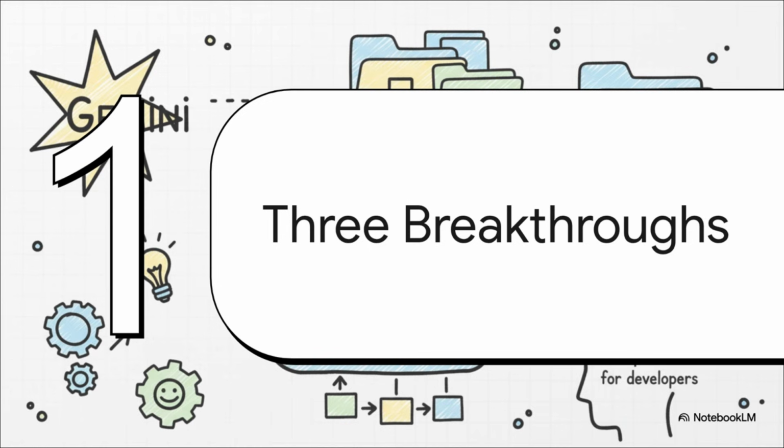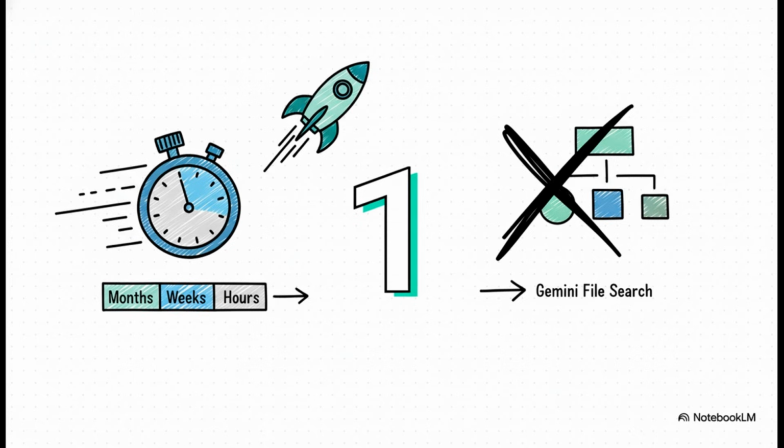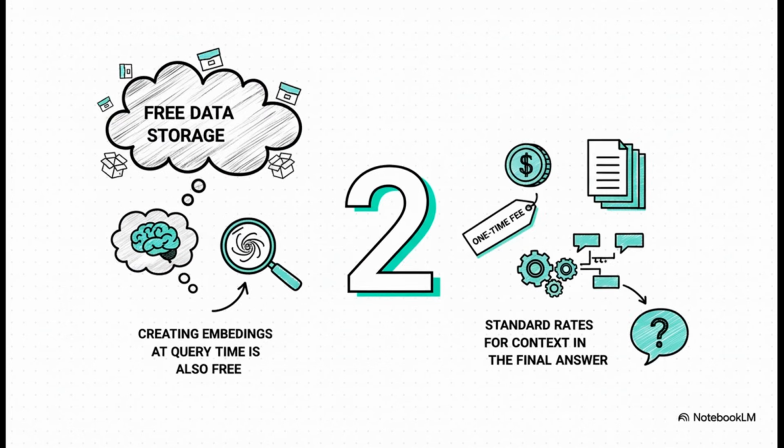Let's look at the three biggest breakthroughs this new approach really enables. Okay, number one is a no-brainer, speed. Your development time just gets slashed. What used to be a multi-month project for a whole engineering team can now be prototyped and built in a tiny fraction of the time. All right, the second breakthrough is the cost barrier. And you guys, this is where it gets truly disruptive. Get this, data storage is free. Creating the embeddings when you ask a question, also free. You only pay a tiny one-time fee to index your files, plus the standard rates for the context used in the final answer. This just completely flips the economics of building this kind of AI on its head.